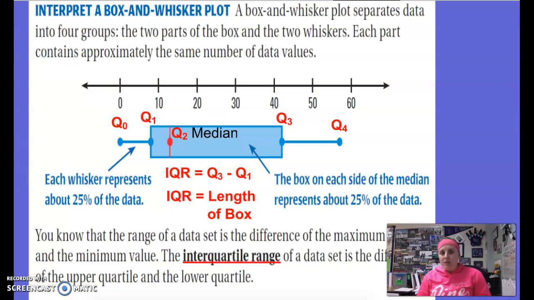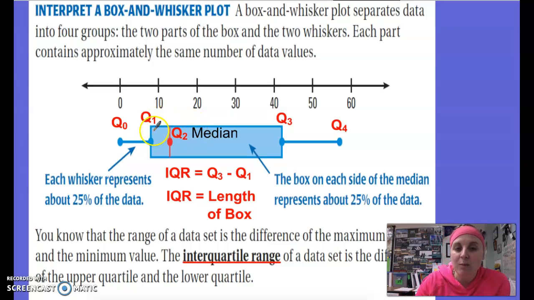So, to interpret the Box and Whisker plot, we have 4 separate groups. We have quarter 1, quarter 2, quarter 3, quarter 4. Each separation represents 25% of the data. So 25% is in here, 25 in here, 25 in here, and 25 in here. So if that's 25% of the data, we have to look at, is that data scrunched or spread out?